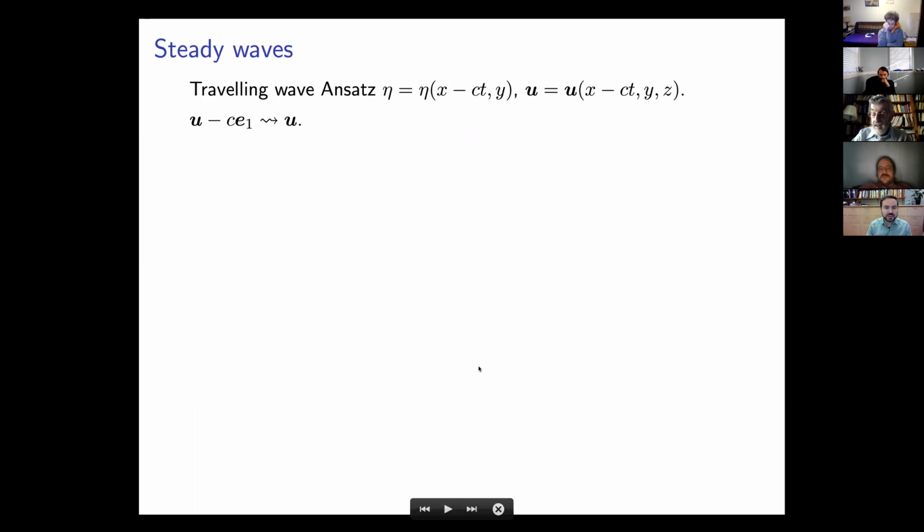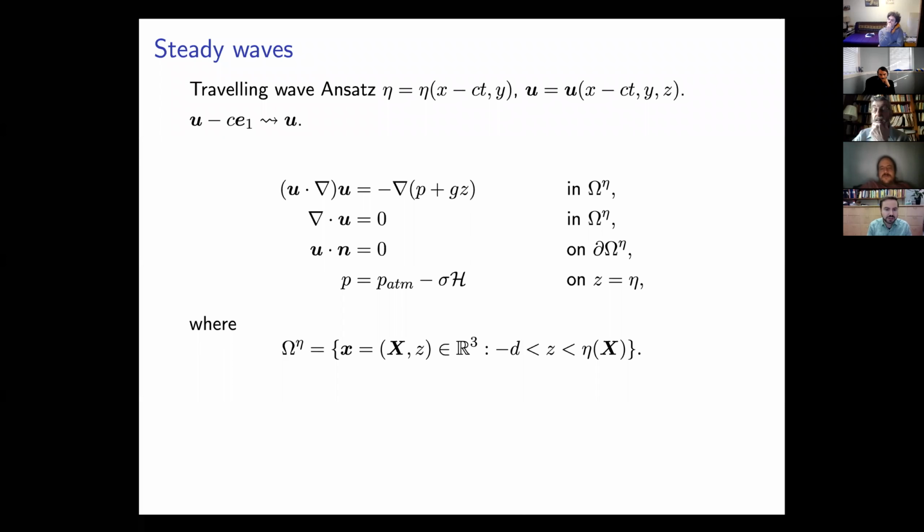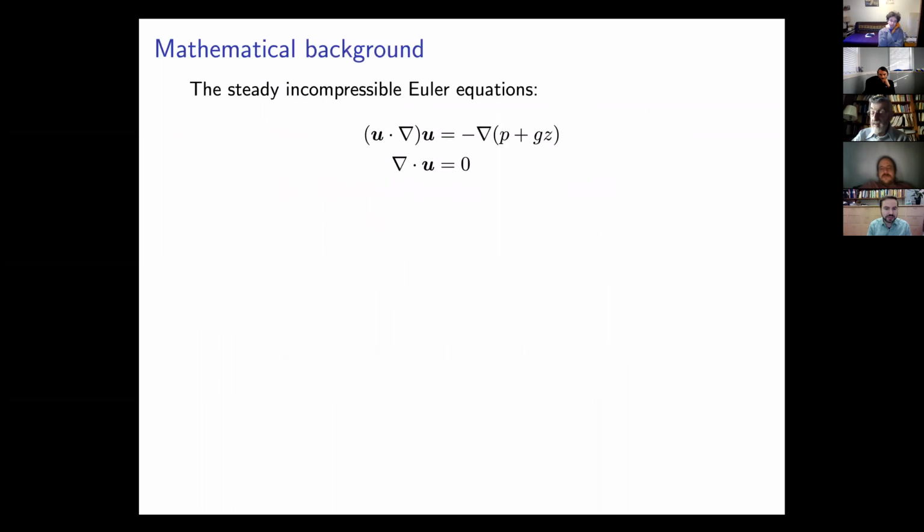So we'll consider steady waves for the rest of the talk, and for the most part traveling in the x direction. By going to a moving frame and making this change of variables, we essentially get the stationary version of the problem instead. In this domain, we're bounded above by the free surface eta.